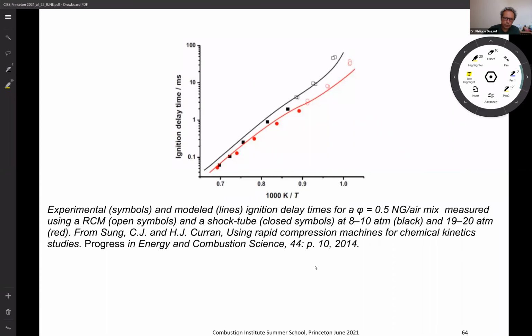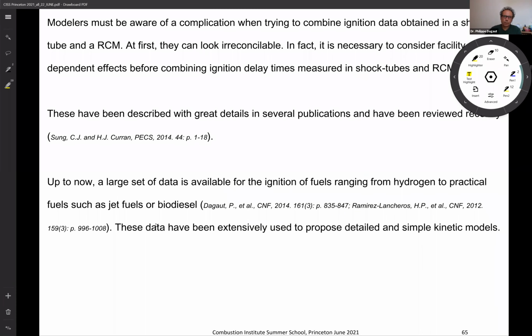So the combination of the data from shock tube, which start here around 1100 Kelvin, they extend the range, which is reachable using a rapid combustion machine at lower temperatures. So this type of data are very useful.